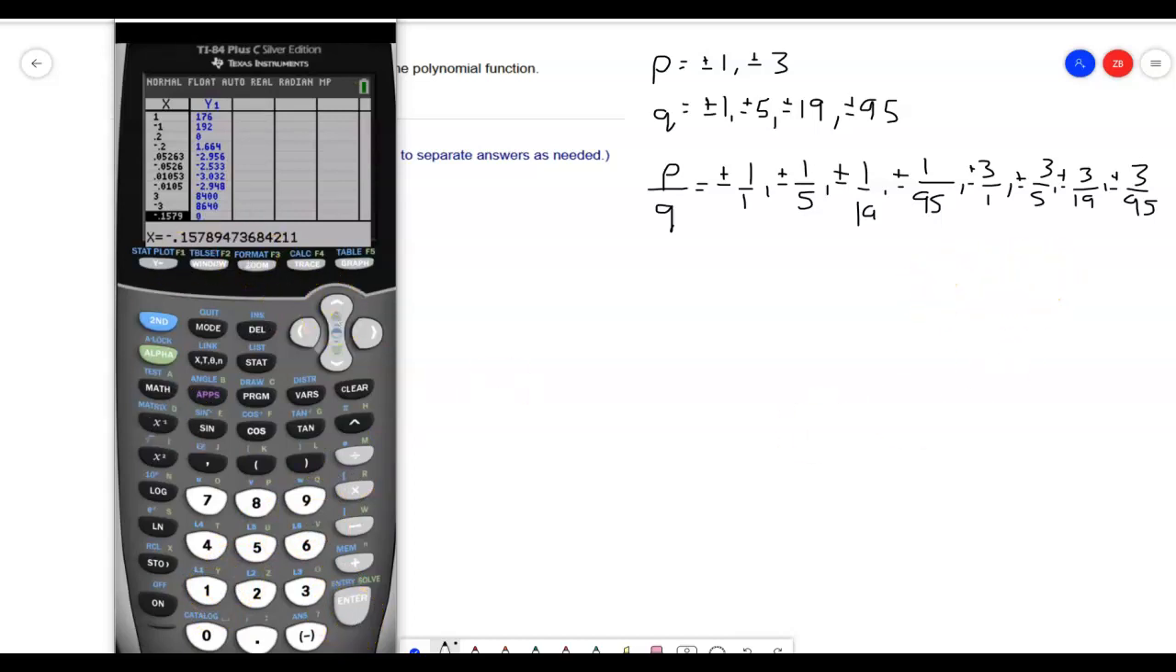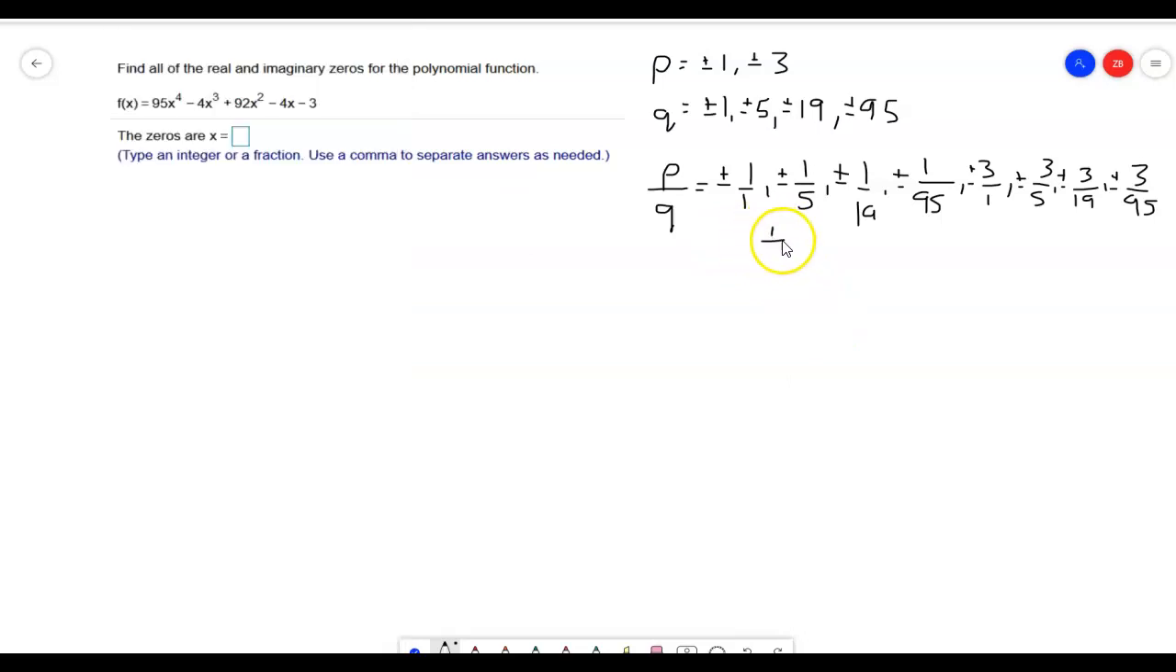So let's write this down. I think from earlier I had a 1/5. So let me go ahead and make sure. I have a 1/5 and I have a negative 3/19 as 2 of my roots. So I found 2 of them already. Those are 2 of my zeros. And let's go ahead and check the last ones here.